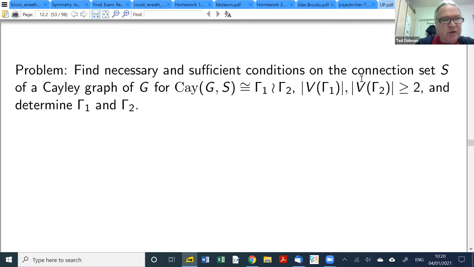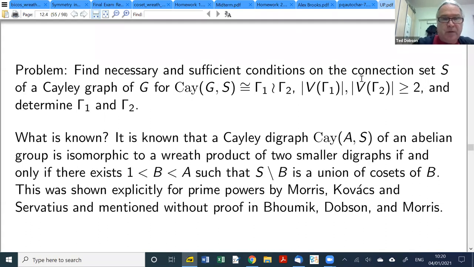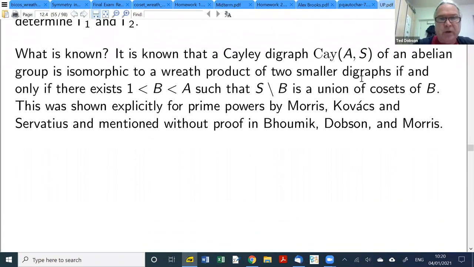And as I've gotten older, I've become a little, I wouldn't say more ambitious, but I've learned to be a little more thorough. I want extra information. I don't want to just know that it's a wreath product. I want to know what the graphs are as well. All right, is anything known? The answer turns out to be yes.